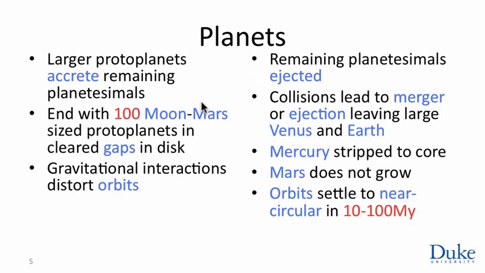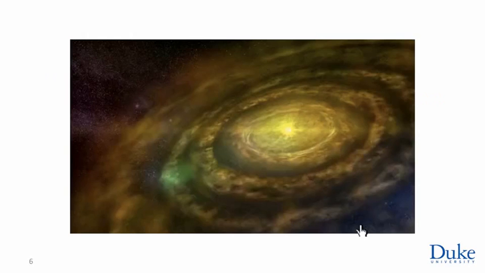And within 10 to 100 million years, remember 10 million years is when the dust is gone and the gas is gone, the T-Tauri winds clean out the system, and the orbits which have been perturbed settle down by mutual friction down into the near circular orbits that we see. So within 10 to 100 million years, we have pretty much the inner solar system as we know it.